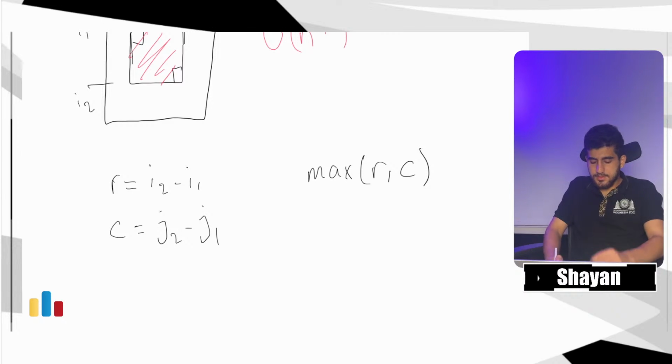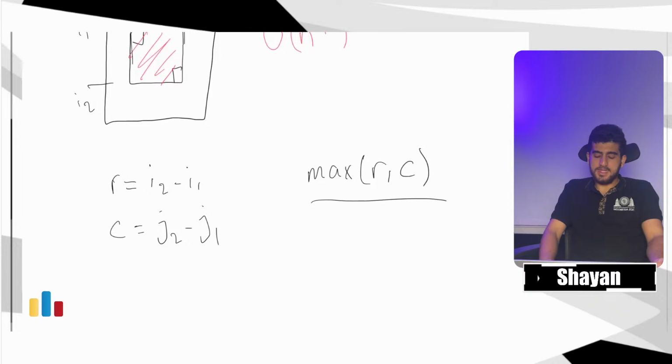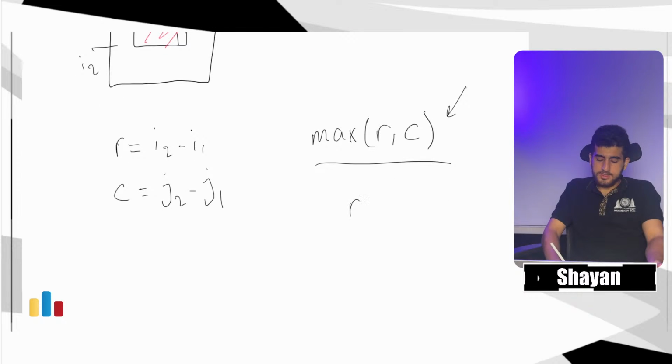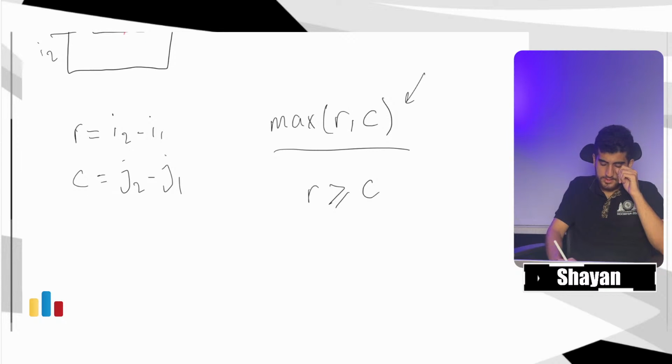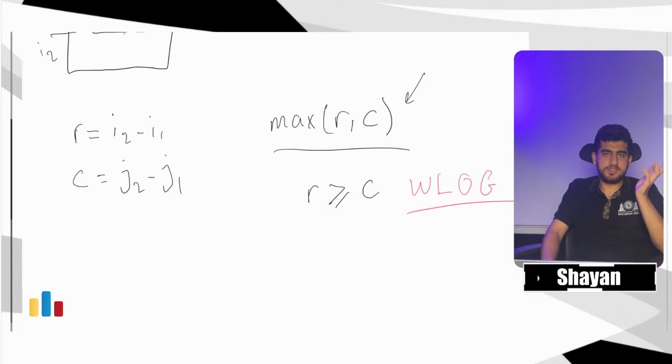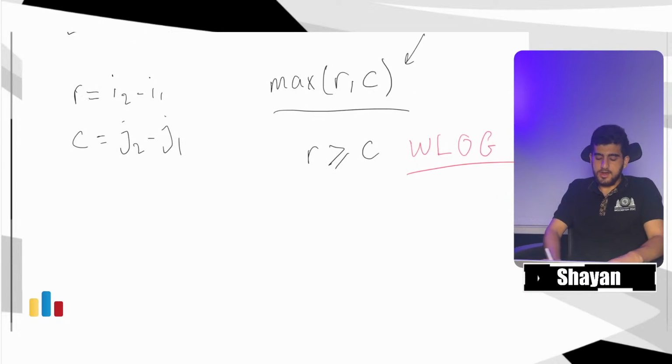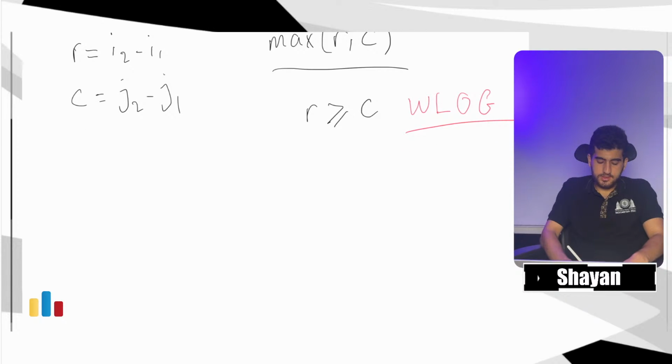So we have this case to make everything white in the first place. This way, our answer is going to be maximum of R and C. Let's assume that R is greater than or equal to C, without loss of generality. The other case is very similar. So this way our answer is going to be R, since maximum of R and C is R.